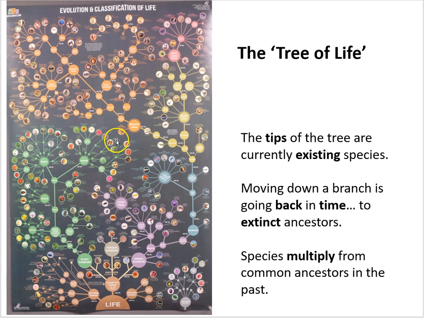Now the tips of the tree are currently existing species. So moving down a branch is going back in time to extinct ancestors. If we go forward in time, the idea is that species can multiply from common ancestors in the past.